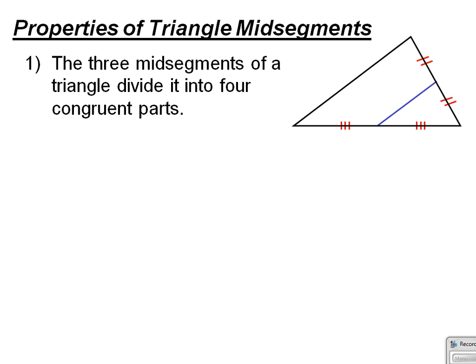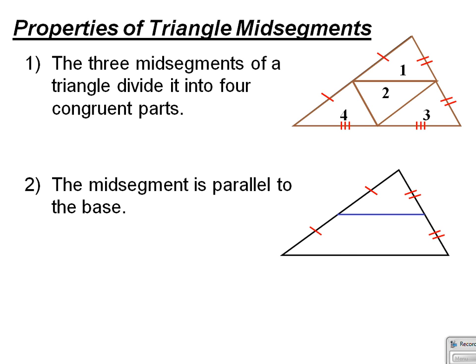And that segment bisecting those two sides is a mid-segment, as well as this segment that's bisecting the left side of the triangle and the bottom side. In fact, a triangle has altogether three mid-segments. And when we make all three mid-segments of a triangle, it divides that triangle into four congruent parts. All of those four triangles that fit inside that larger triangle are congruent to one another.